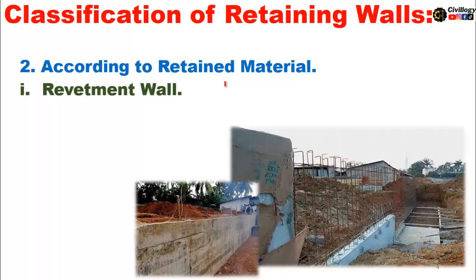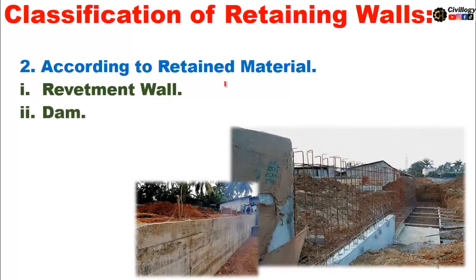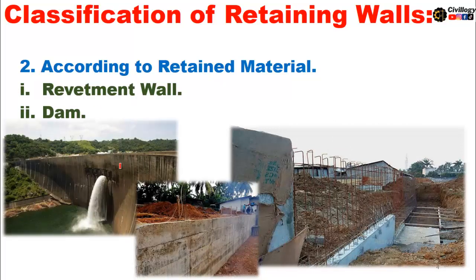Now if we talk about according to retained material, first one is revetment wall. Revetment wall can be for any material; the purpose of revetment wall is to retain any material except water. And when we talk about water, the wall constructed for retaining the water behind it is called a dam. So this is also a type of retaining wall.